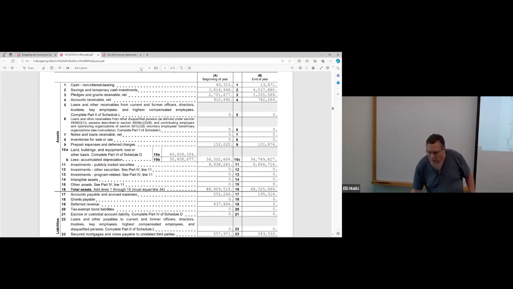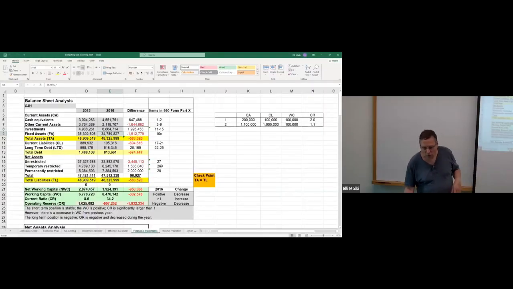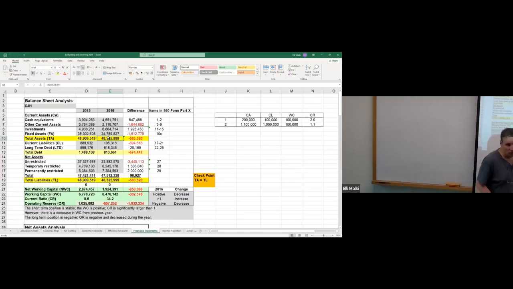All right, so once we did that, we entered all the data from the 990 form, lines 1 to 2, 3 to 9, 11 to 15, and 10C. Okay, we have the yellow line, which is the total assets of the organization. If you want just to check yourself, there are several checkpoints here just to make sure that you didn't make mistake in the data entry.